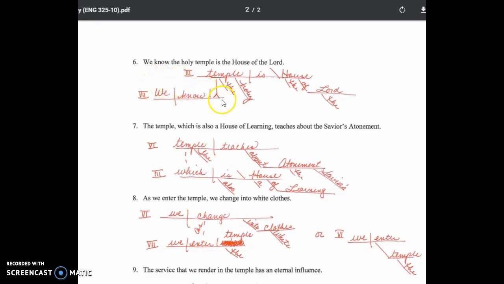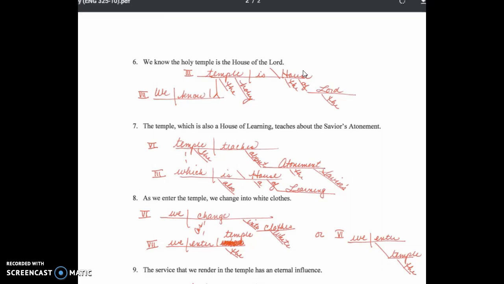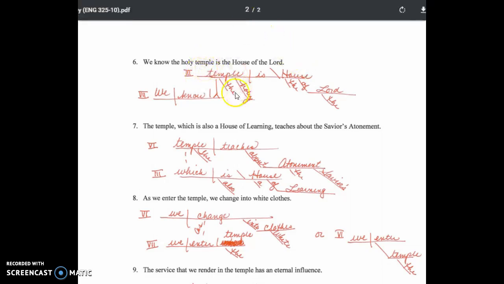We know what? There is an implied "that" here. We know that the holy temple is the house of the Lord. So when you put that in there, it helps clarify that the relative pronoun introduces the noun clause that's following. So we know that. We know something. So that's the pattern 7, subject, verb, and then this whole thing is functioning as a direct object. So now let's go up to the noun clause.